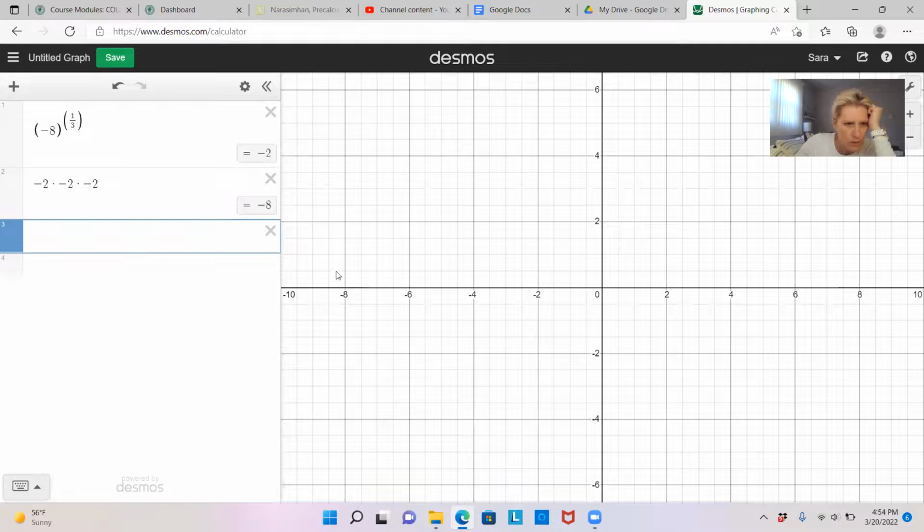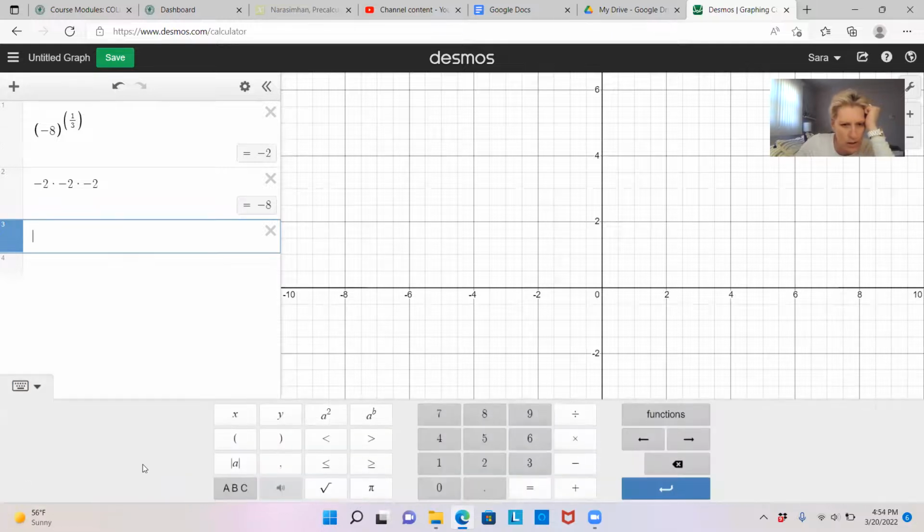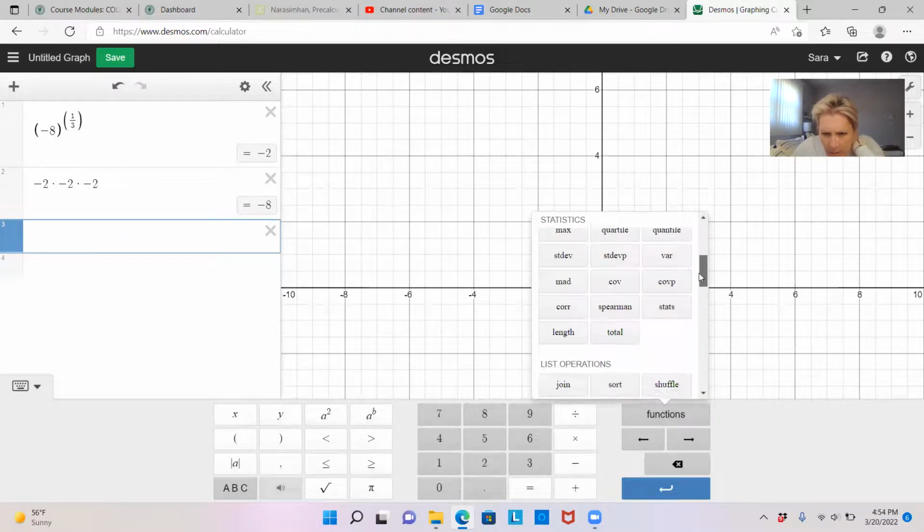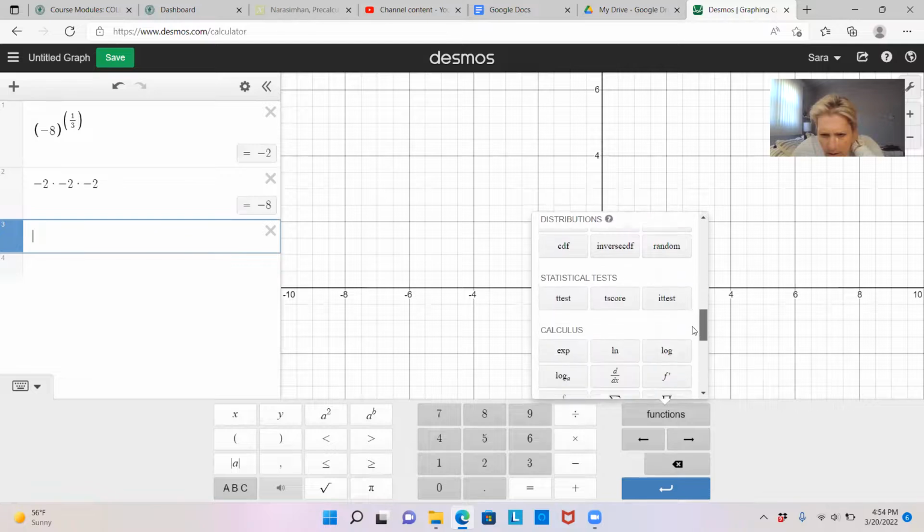We can also do this one by going down to our keyboard and doing the root. And you have to go to functions to get the different root. I think there's one here.